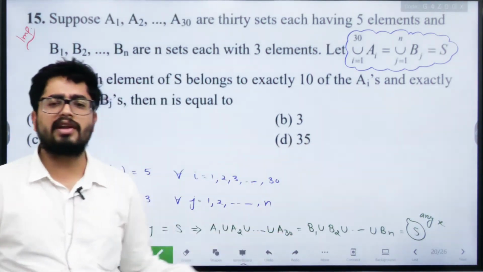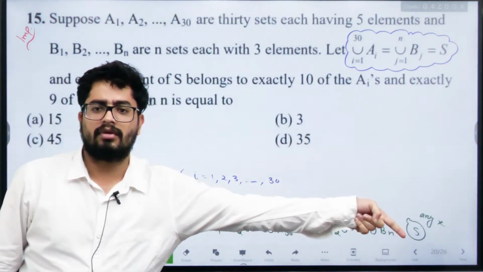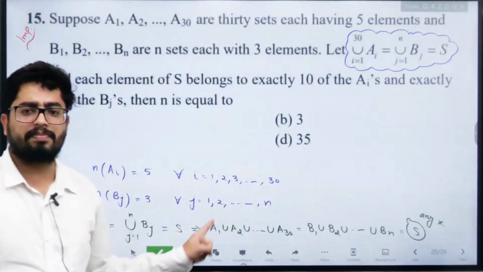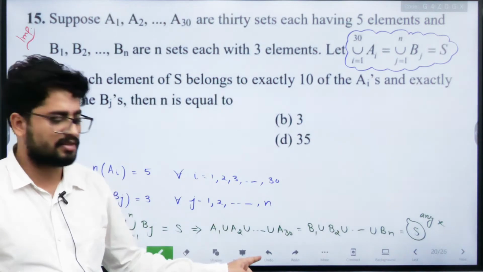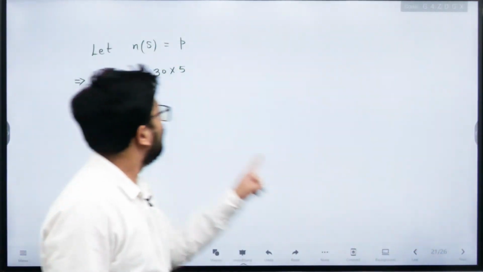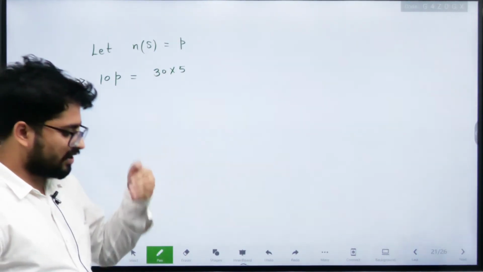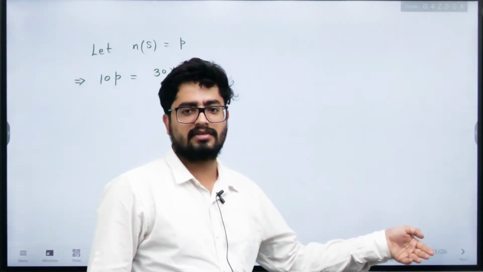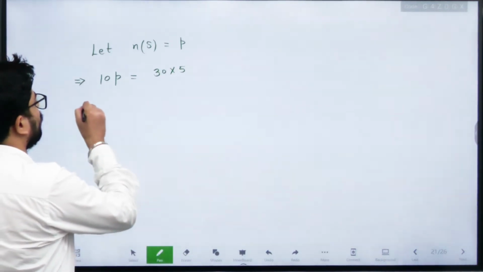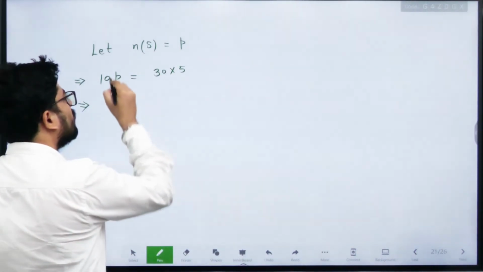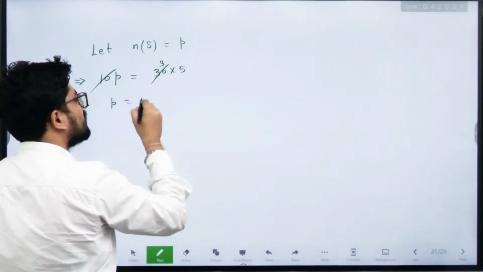Okay, so the total number of elements is 30 into 5. But sir, we have p number of elements here, and every element is repeated in 10 of the A_i's. So 10 times p is equal to 30 into 5. Every element is repeated in 10 sets, so 10p is equal to 30 into 5. From here you can say p is equal to what? You can cancel this with 3. So p is equal to 15.